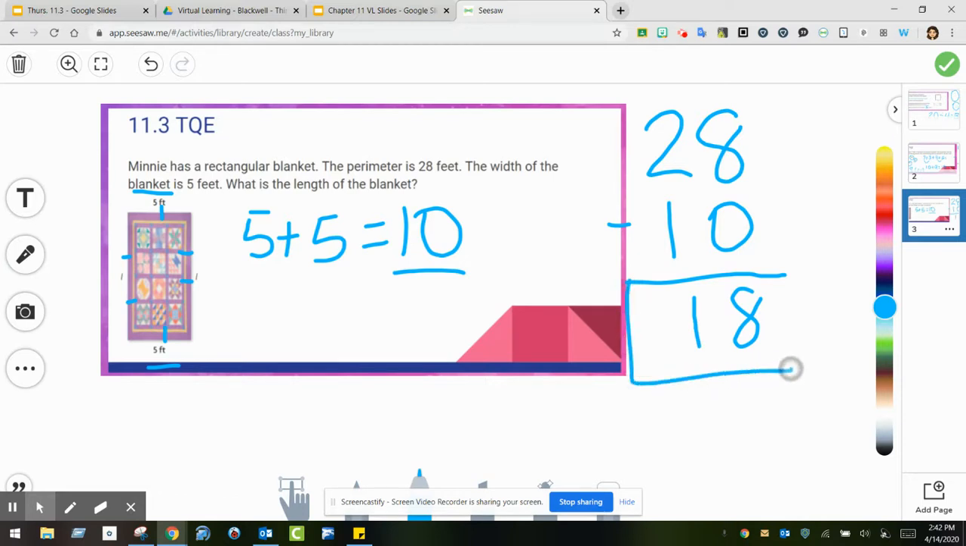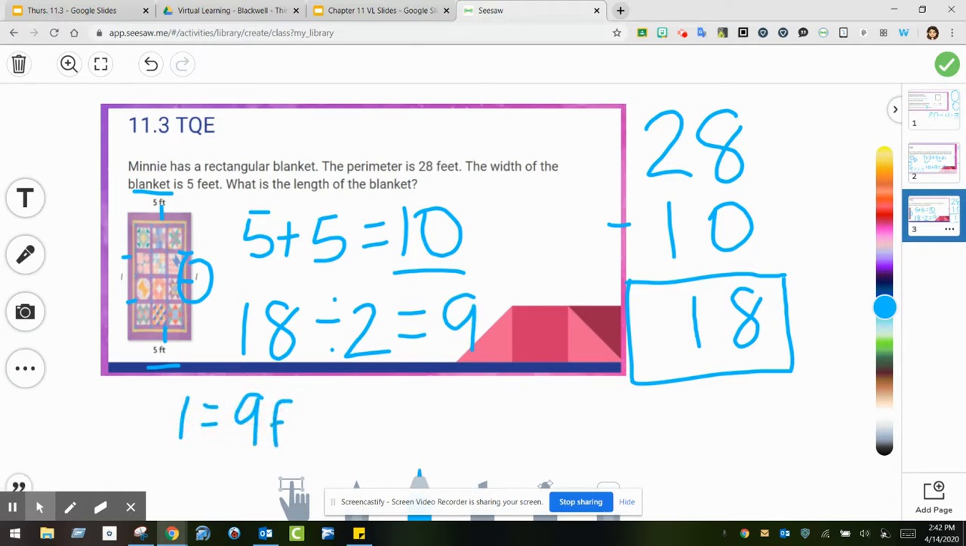Now that I have the remainder amount of feet left for the perimeter, I need to somehow figure out how we're going to get that to be equal to the sides. Since there's 2 equal sides, I can divide 18 divided by the 2 sides to figure out how long each side is. 18 divided by 2 is 9. So it should be L equals 9 feet.